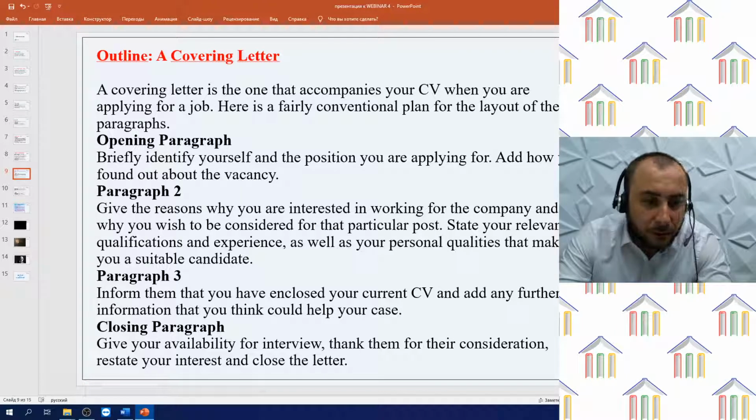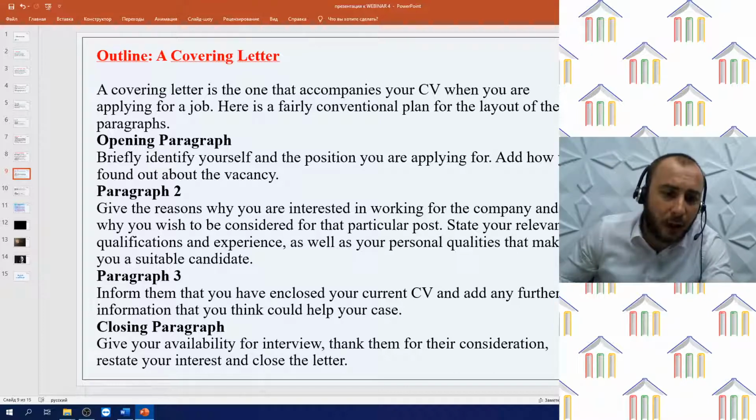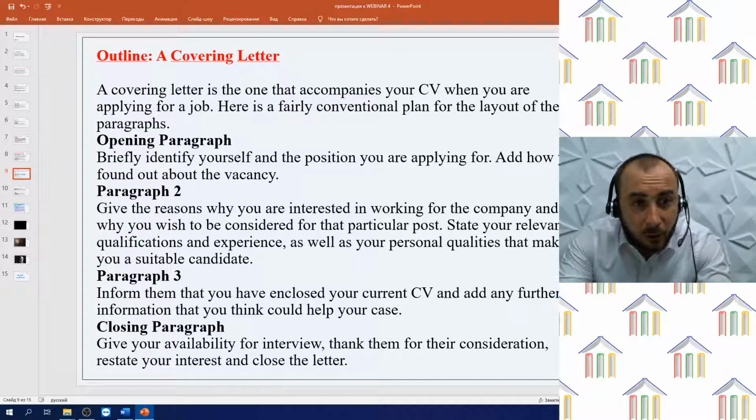Paragraph 3. Inform them that you have enclosed your current CV and add any further information that you think could help your case. Closing paragraph. Give your availability for interview. Thank them for their consideration, restate your interest, and close the letter.